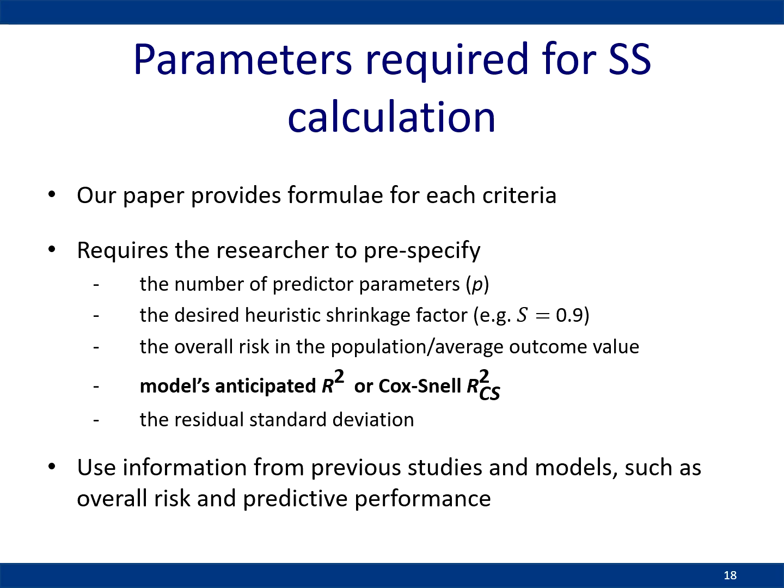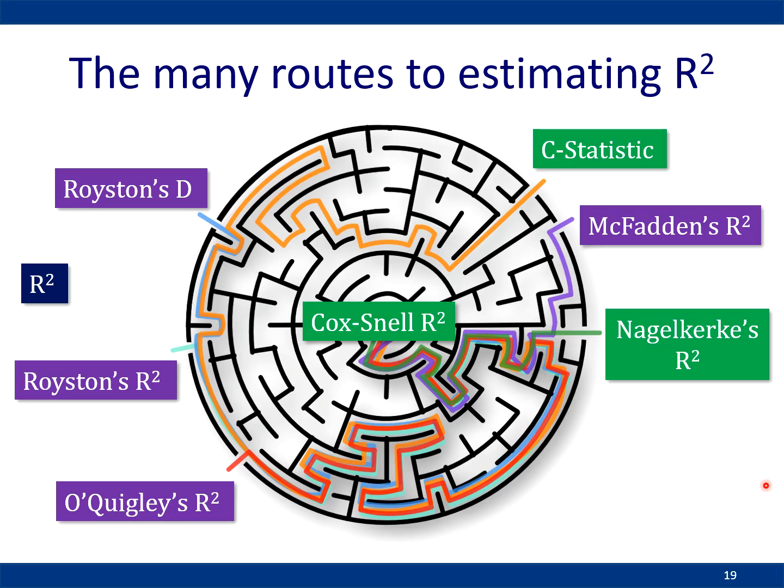Now, a lot of the information here could be derived from previous studies and existing models in your field. For example, the overall risk and the predicted performance in terms of R-squared could be derived from previous studies. So as I said, the most crucial aspect is specifying what we expect the performance for our newly developed model to be in terms of R-squared. Now, as I said, usually we're looking for information from a previously published model.